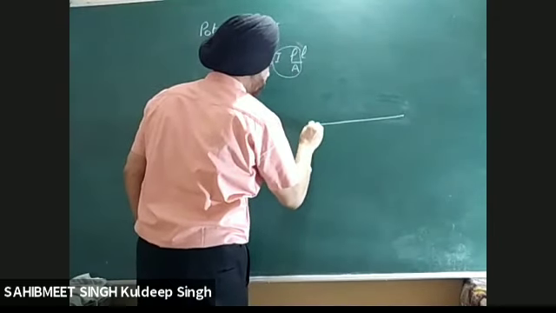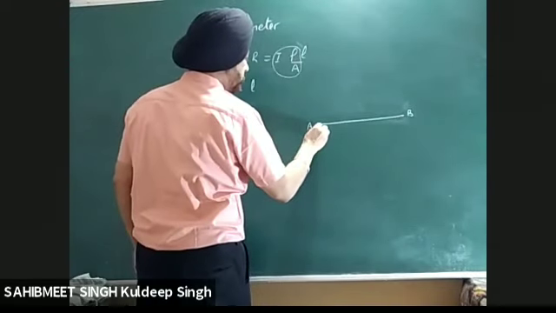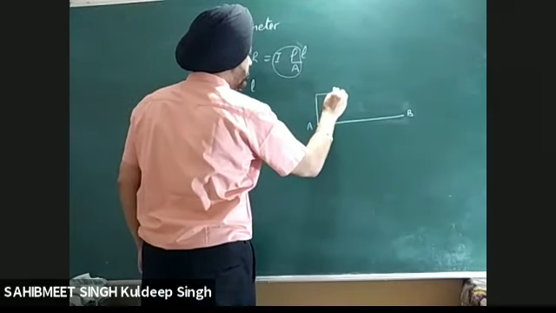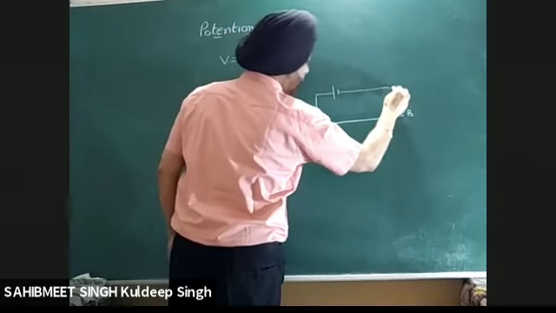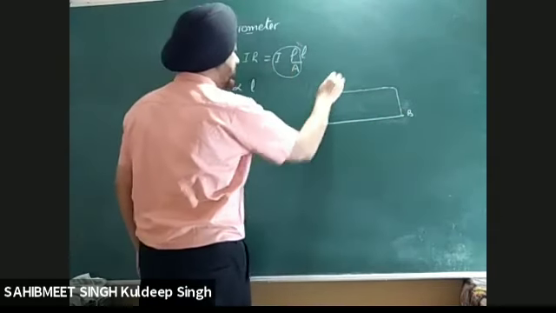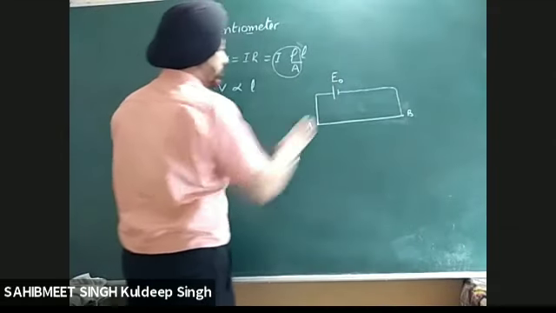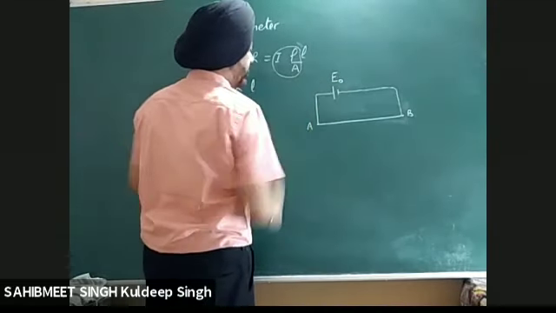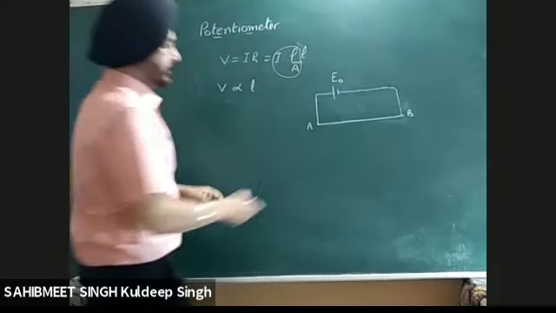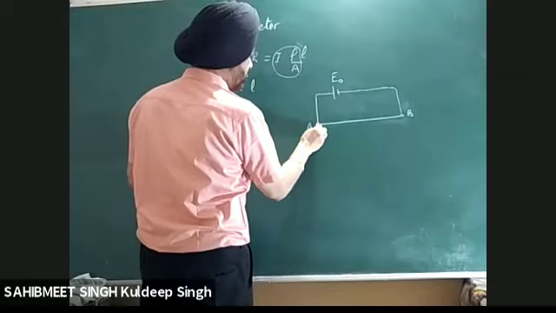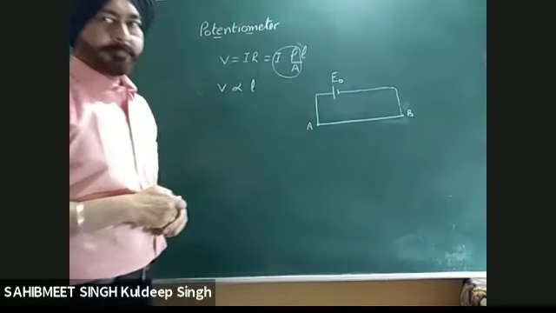AB is the length of the wire, and to drive the circuit, I will connect a cell here, let its EMF be E naught. I am considering here that its internal resistance is negligible. As a result, the potential difference across the wire will be equal to the EMF of the cell.